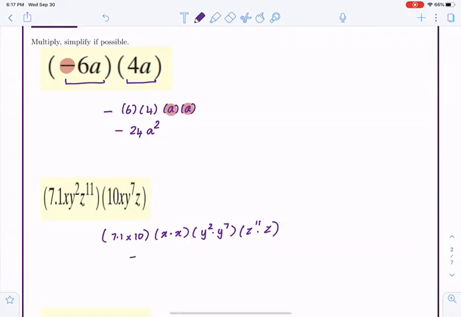7.1 times 10 is 71. X times x is x squared. Y squared multiplied by y raised 7. The bases are identical, so we add the powers. 2 plus 7 is 9. So we have y raised 9. Z raised 11 multiplied by z. Bases are identical, which is simply z. Add the exponents. 11 plus 1 is 12. So the answer is 71 x squared, y raised 9, z raised 12.